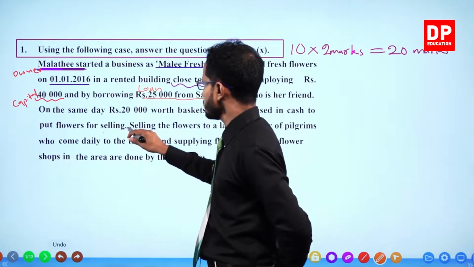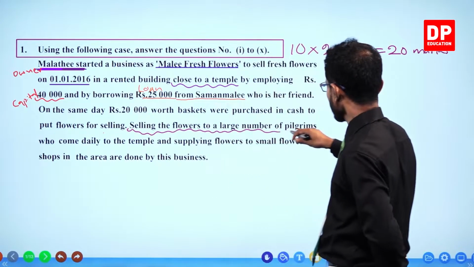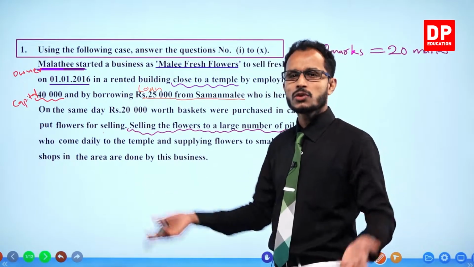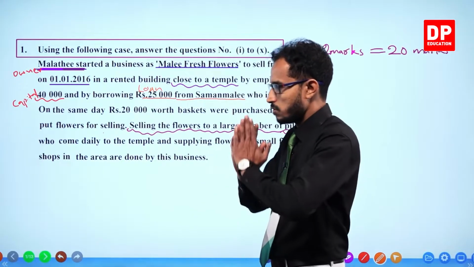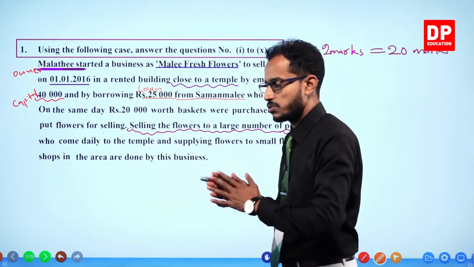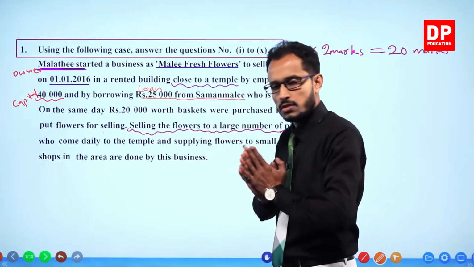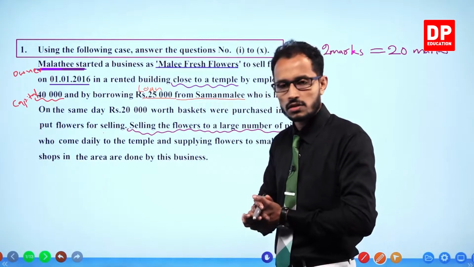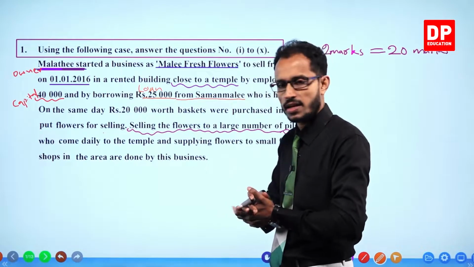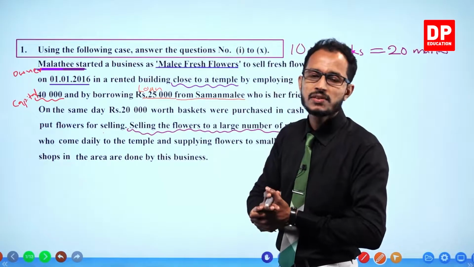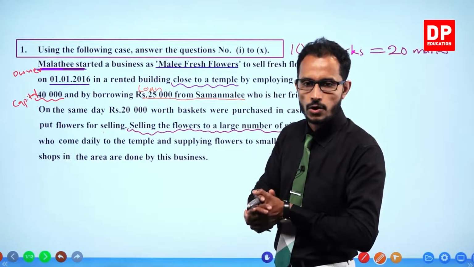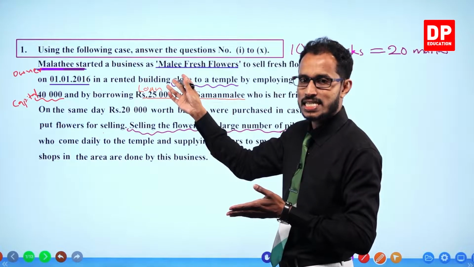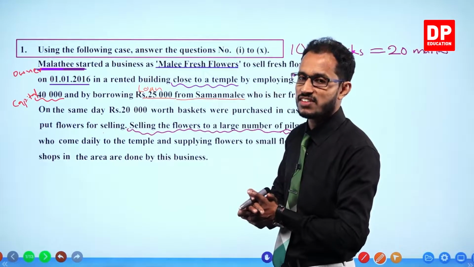What is the meaning of pilgrims? Do you know who pilgrims are? Yes, those who go to offer flowers at places of worship, on pilgrimage. To them only Malati sells flowers.